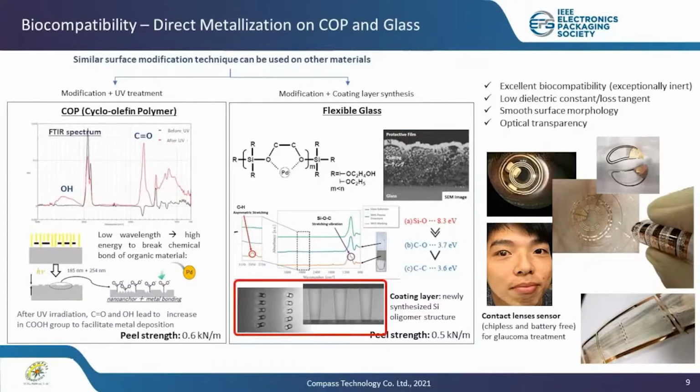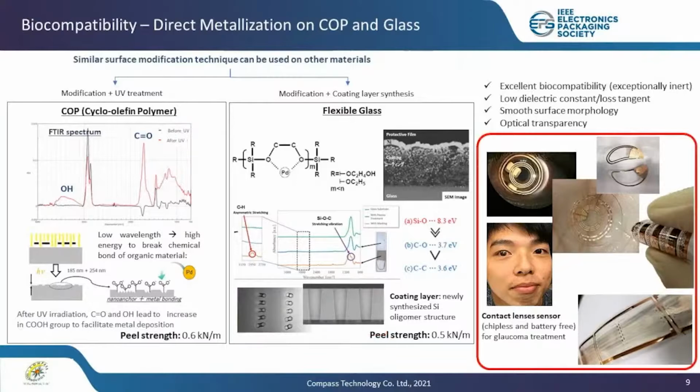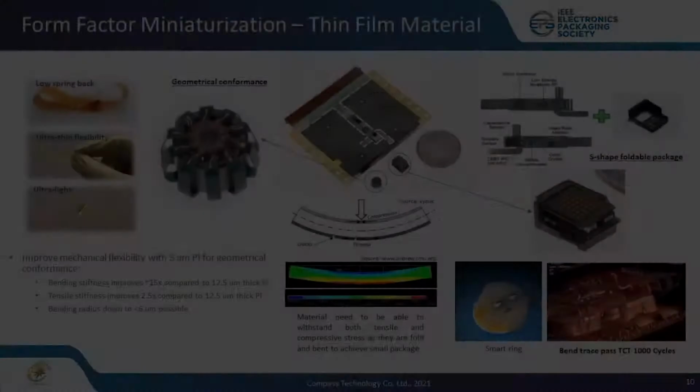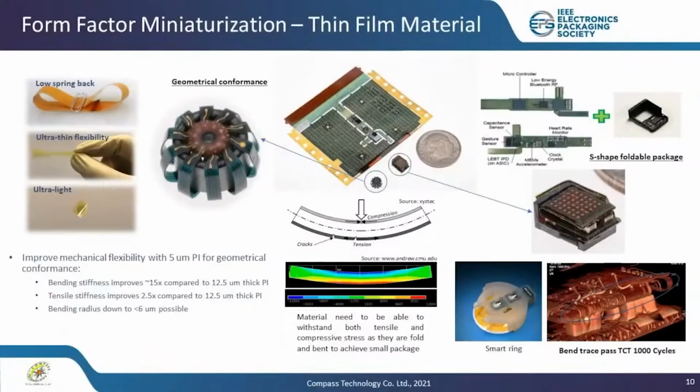Both of these materials offer excellent biocompatibility, low loss, smooth surface, as well as optical transparency. We do see a lot of potential opportunities with direct metallization on these materials, especially for contact lens sensors. As we can see from the pictures, a chipless, battery-free eye pressure sensor is fabricated by using these low-loss materials for glaucoma treatment.